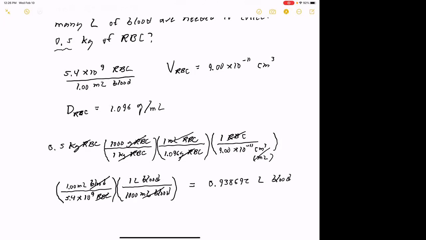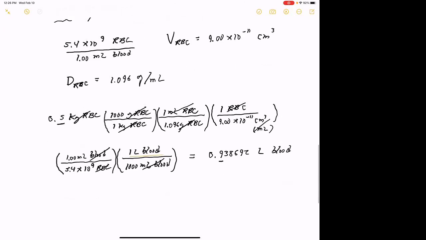Okay, now if you go back to your sig figs, again, we're multiplying and dividing. And it looks like the thing that's going to limit you here is going to be the kilograms of red blood cells. I'm looking for 0.5 kilograms with 1 sig fig there. Okay, so ultimately then I've only got significance to the 10th place here because of that. So now if I wanted to rewrite this, I would write this as 0.9 liters of blood that would be required to get me that 0.5 kilogram of red blood cells.